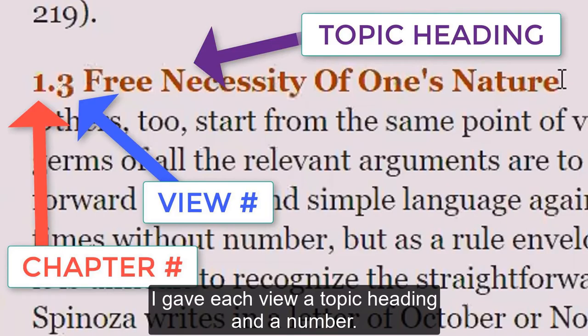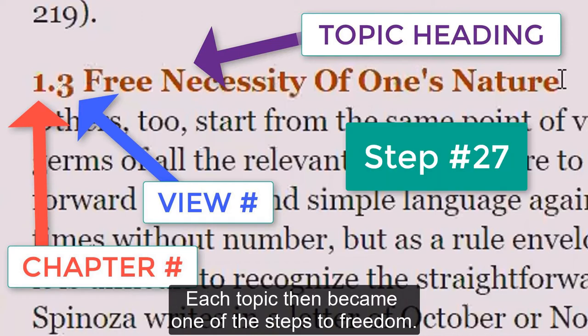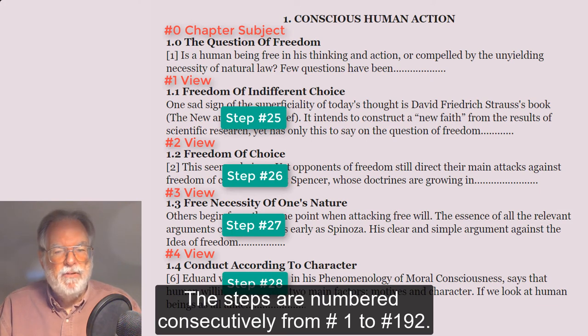I gave each view a topic heading and a number. The first number is the chapter, and the second number is the viewpoint. Each topic then became one of the steps to freedom. The steps are numbered consecutively from number 1 to number 192.